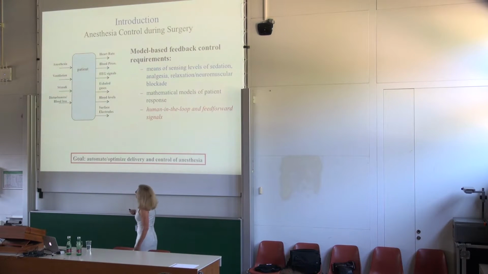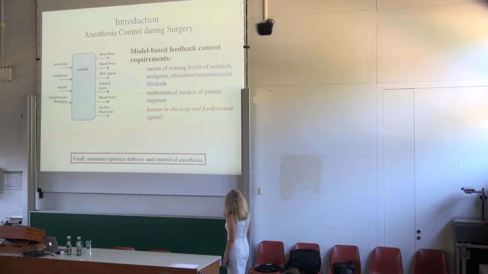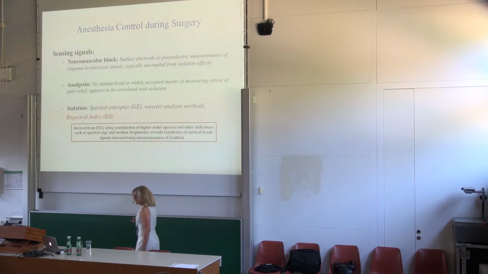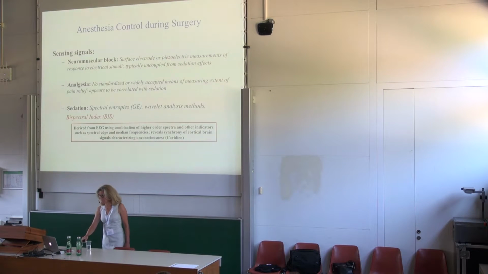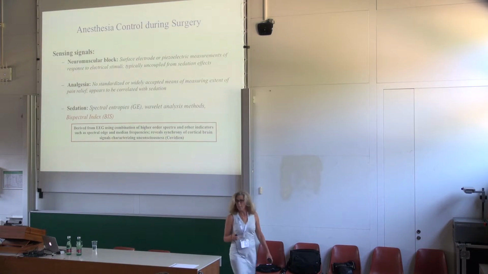Okay, so just picking up where we left off, as you recall, what we said is we need some means of sensing sedation levels, pain relief effect, and neuromuscular blockades, and we need mathematical models of the systems. In terms of sensing, of course, the signals we'd like to be able to sense are the three components of anesthesia.